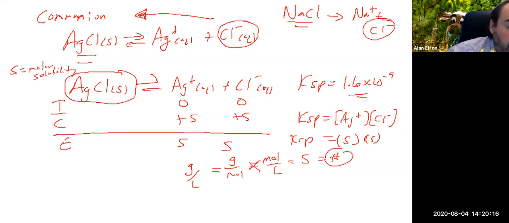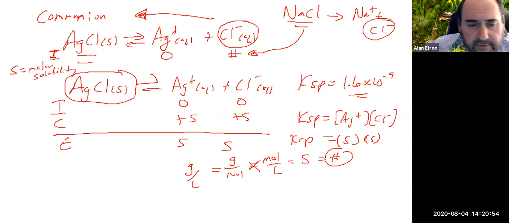So again, when we would do an ICE table in a common ion type situation, on the initial, I'll just do the initial part here, this would be 0, but we would have a number here that would come from our, say, sodium chloride. And since these are relatively small, you can make a pretty good assumption in certain cases and assume that S is equal to 0, and that makes the calculation a little bit easier. So again, we use KSP to help us find things like solubility, molar solubility, regular solubility.